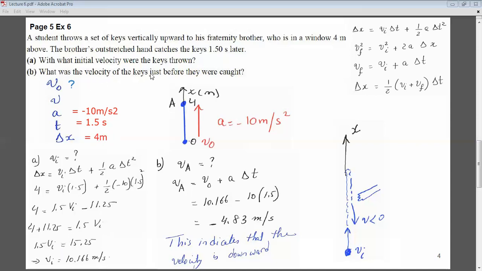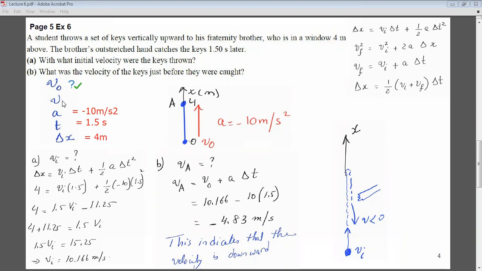What was the velocity of the keys just before they were caught? So I need to get the v just before the brother caught the keys. So here I need to get v at A. Now I have the initial, and I need to get the final. So which equation? I have a, t, delta x, v initial, and I need v final.